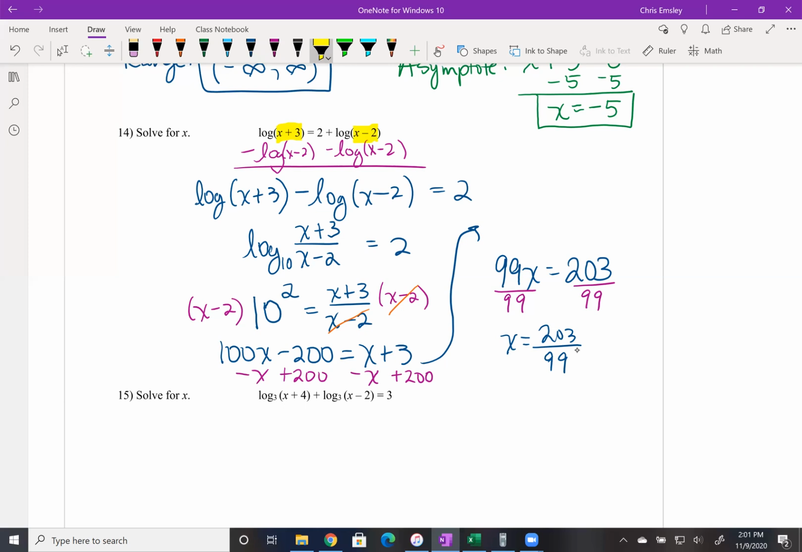I need to check the second set of parentheses also, 203 over 99 minus 2. If you're not sure, plug it into your calculator. Do you get a positive number or not? It turns out you do. You will get a positive number. So this answer checks out just fine with our logs, and that is our solution.